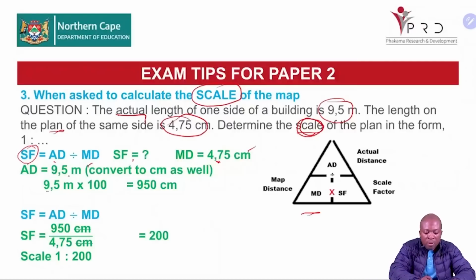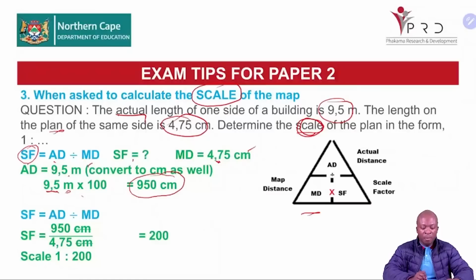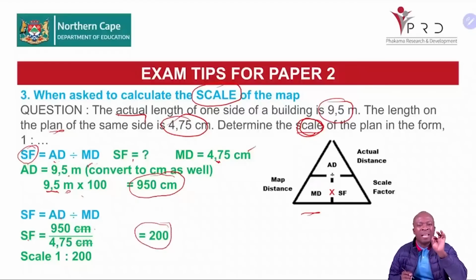So then you multiply 9.5 or whatever the value you have been given, because it is in meters, you multiply it by 100. That will give you the value in centimeters. Then what do you do now? Since all your values are in centimeters, remember your formula says SF is equal to AD divided by MD. So SF equals AD, which is 950, divided by MD, which is 4,75. You get 200. That 200 is your scale factor. It's not yet your scale. The 200 is what? The scale factor.